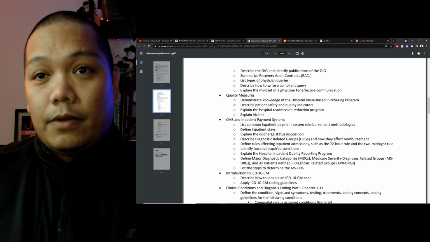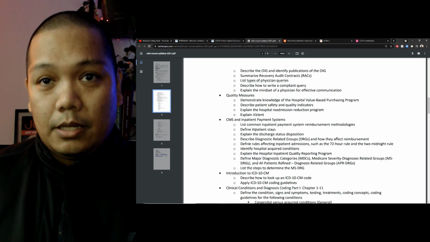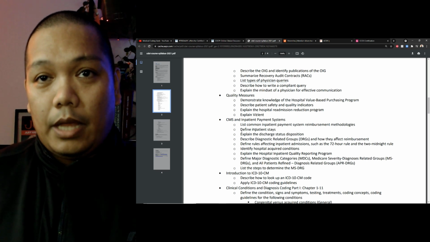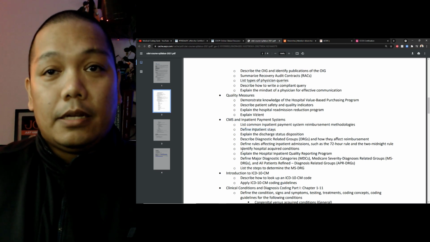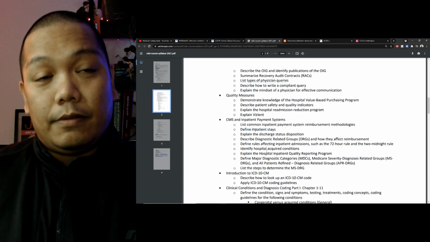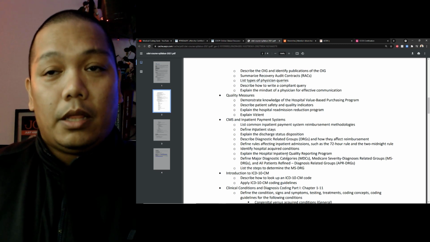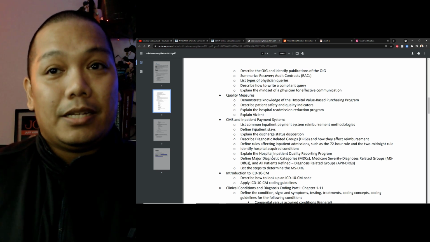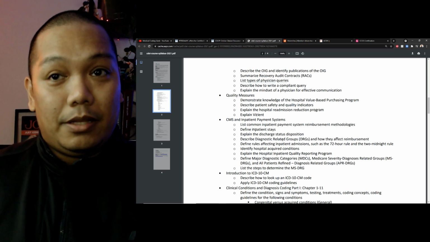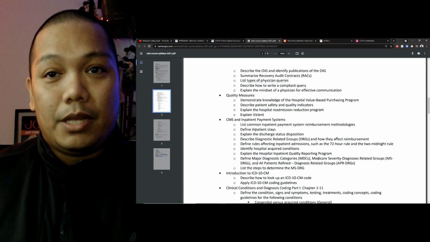Define the rules affecting inpatient admission, such as the 72-hour rule and the two midnight rule. Yes, because that would also go hand in hand with defining the inpatient stay. Identifying hospital-acquired conditions: you could find that on the CMS website. Explain the hospital inpatient quality reporting program. Define major diagnostic categories. That's part of the DRG process. Medicare severity diagnosis related groups and all patient refined.